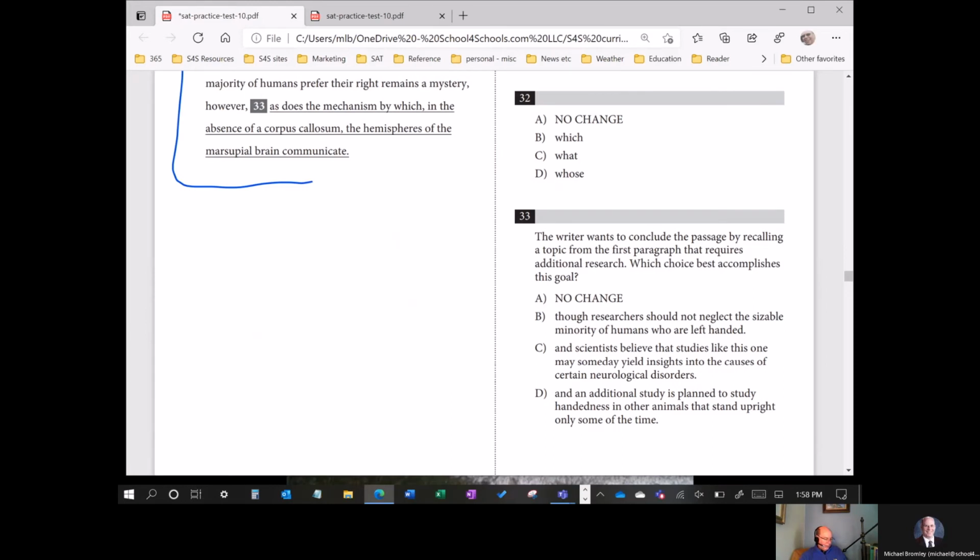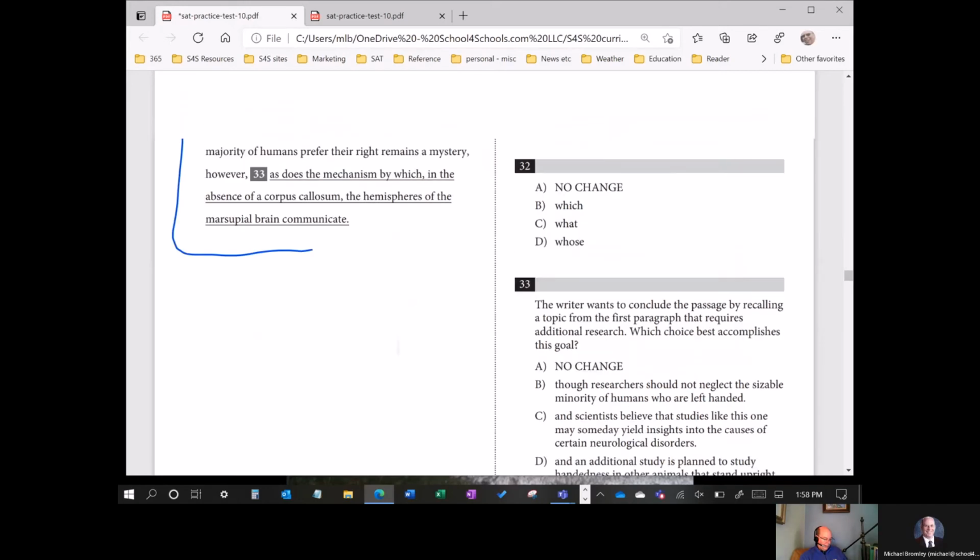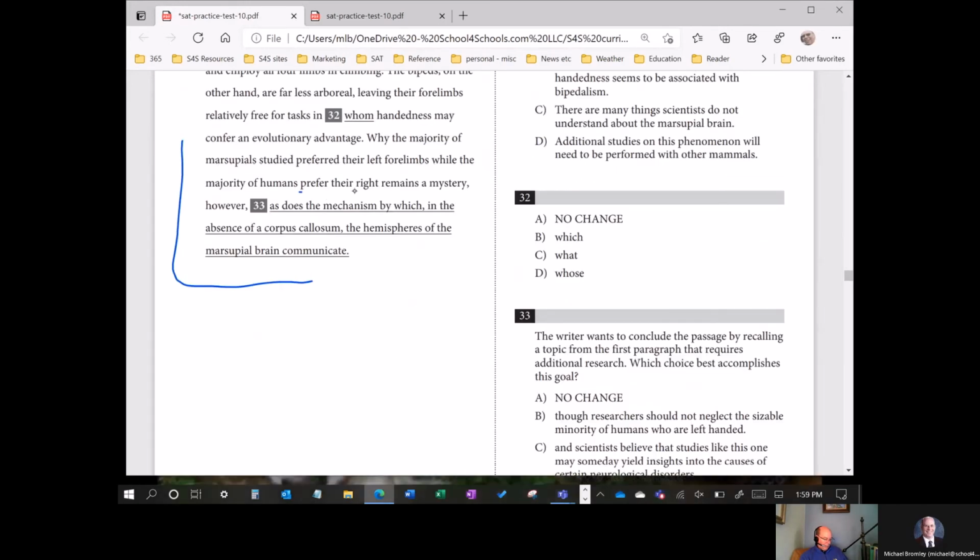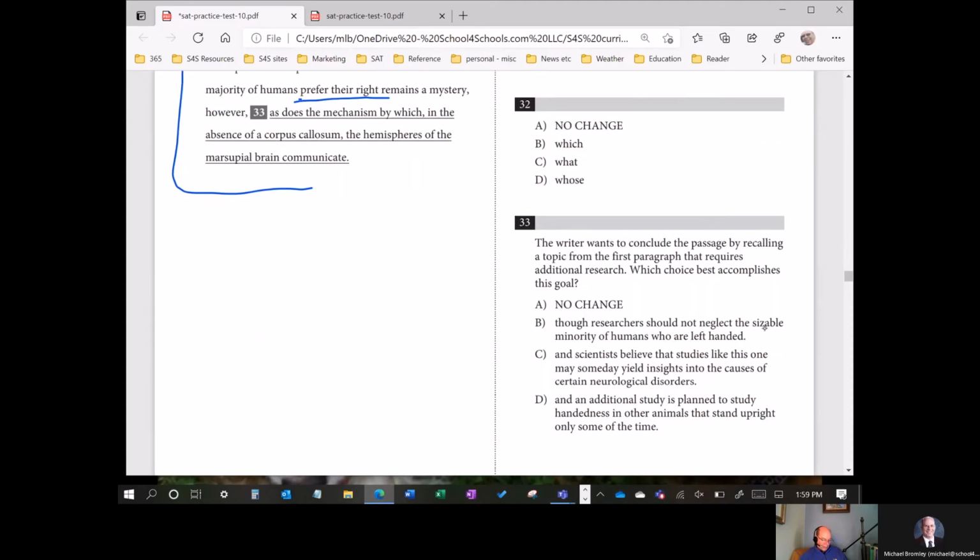33, the answer is, let's see, as does the mechanisms by which in the absence of corpus callosum, the hemispheres of the marsupial brain communicate. The majority of humans preferring their right remains a mystery, though researchers should not neglect the sizable minority. No, we're not talking about that. Scientists who believe that studies like this one may someday yield insights to the causes. Certain, no, they're not talking about neurological disorders. And an additional study is planned to study handless animals that stand upright.